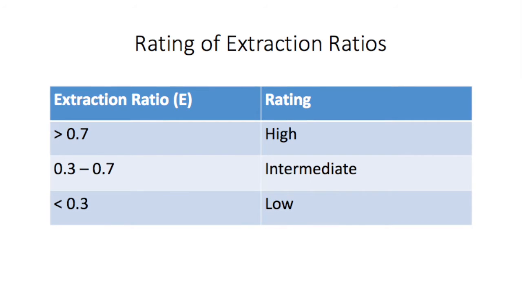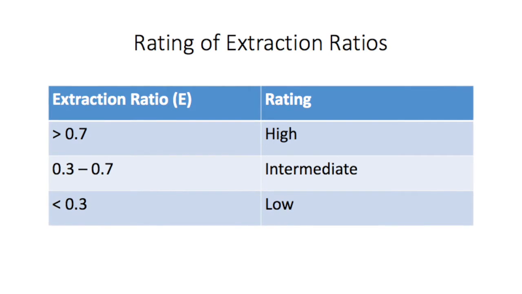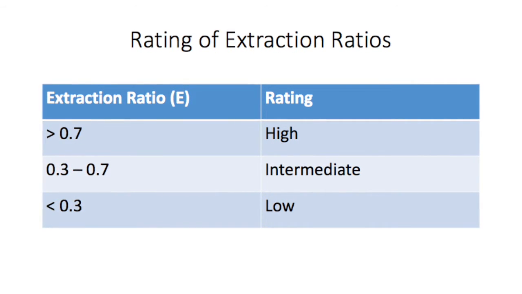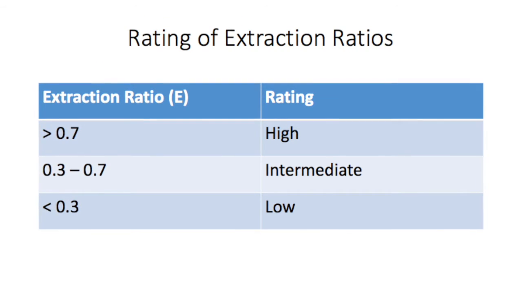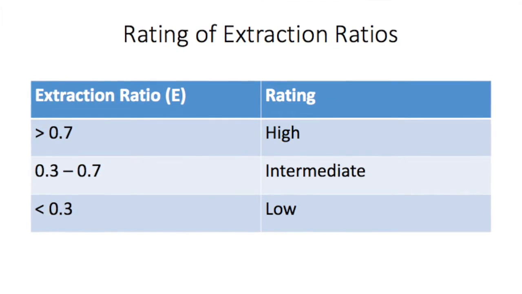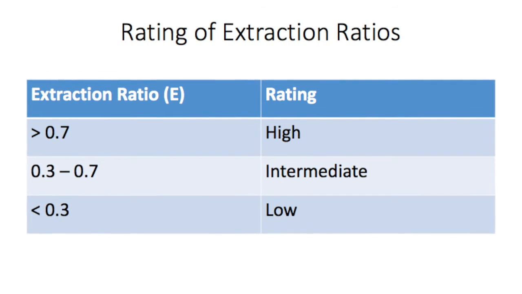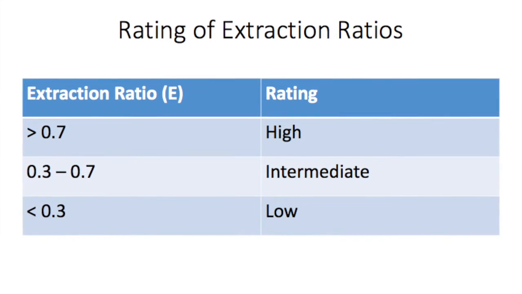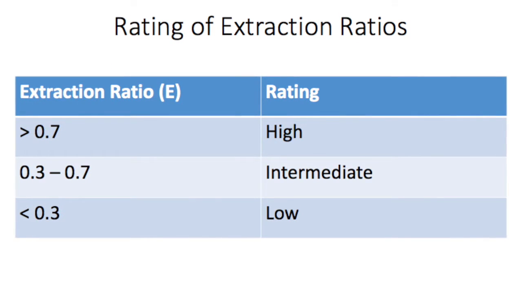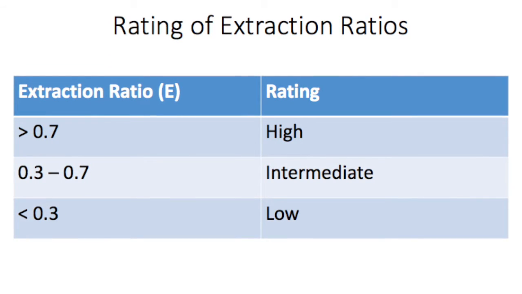Now, if we examine the value of the extraction ratio, we can see that if the organ removes most of the drug that passes through it, the value of E will be close to 1, and we categorize the drug as having a high extraction ratio across that organ. Drugs with extraction ratios between 0.3 and 0.7 are classified as being intermediate, whereas an extraction ratio of less than 0.3 is considered low.